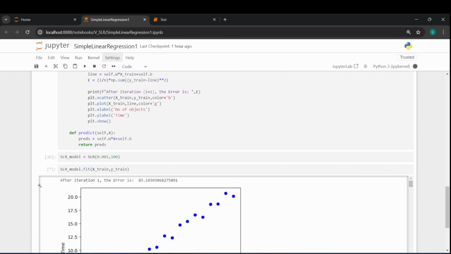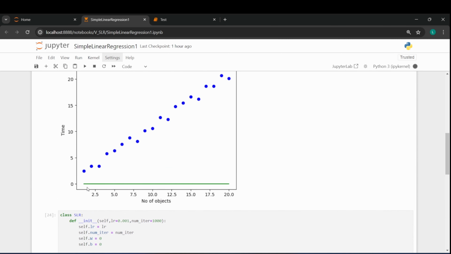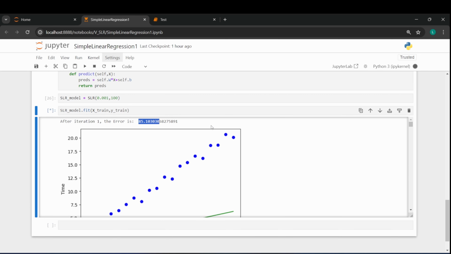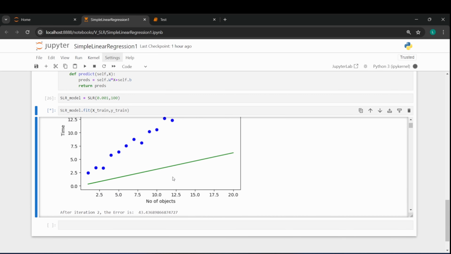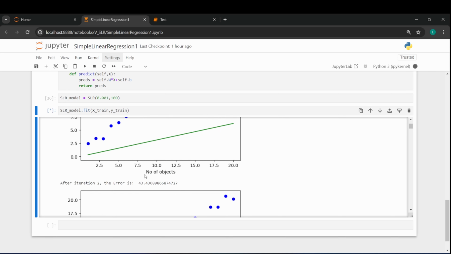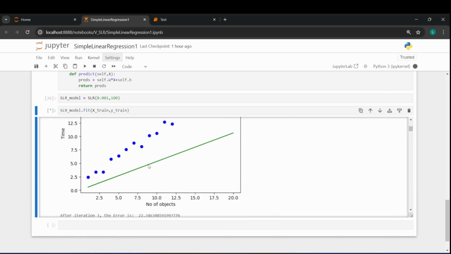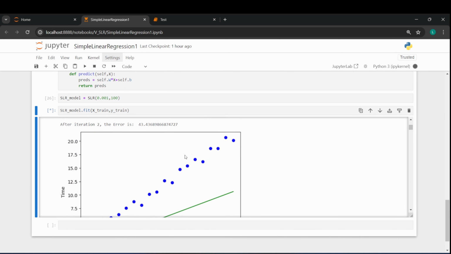Now you see here we are starting with this x-axis line. This is our initial position, and after iteration 1 the error value is this one, and our line has moved somewhat closer to the best fit position. In the next iteration the error is reduced from 85 to 43, and then our line moved a little bit closer to the best fit line.